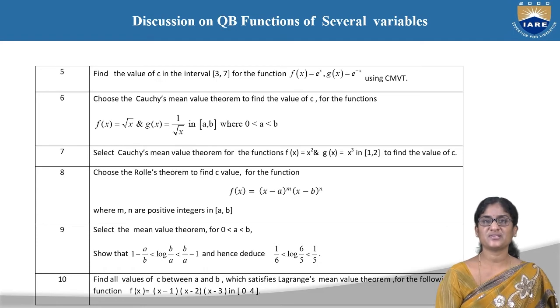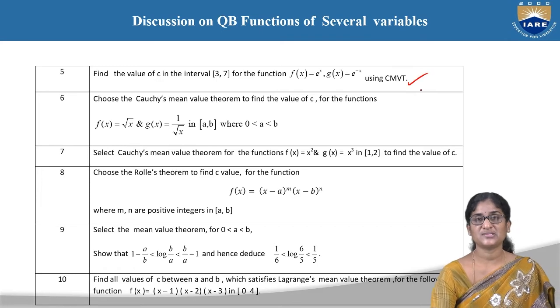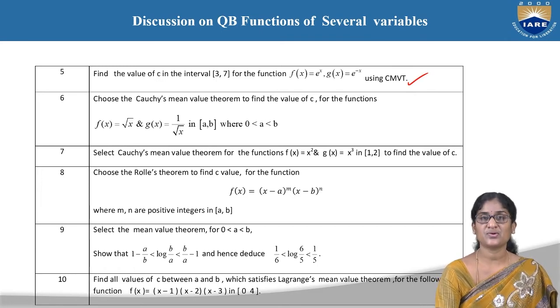That f and g are continuous functions in the interval 3, 7. Next, that they are differentiable in the interval 3, 7. And next, that g dash of x is not equal to 0 at any point between 3 and 7. After these three conditions are satisfied, we apply Cauchy's mean value theorem, which says that there exists a c belonging to the open interval such that f dash of c divided by g dash of c is equal to f of b minus f of a divided by g of b minus g of a. That is how we find the c value and show that it lies between 3 and 7.